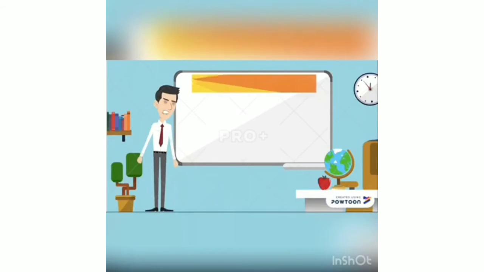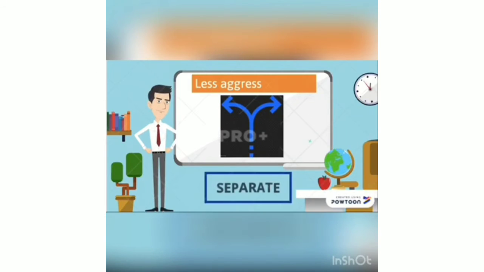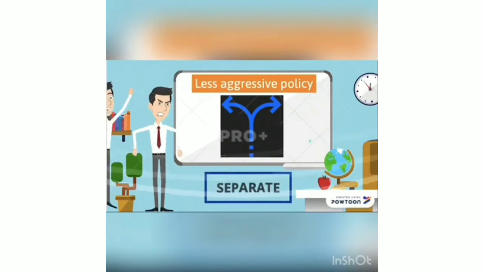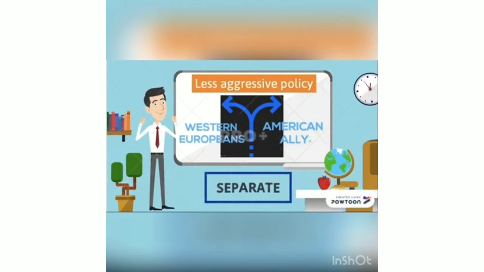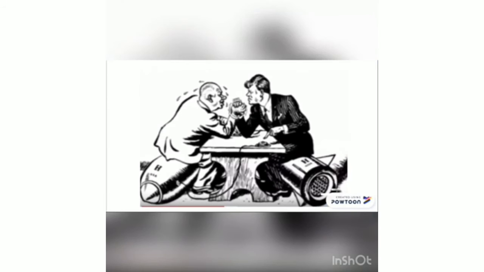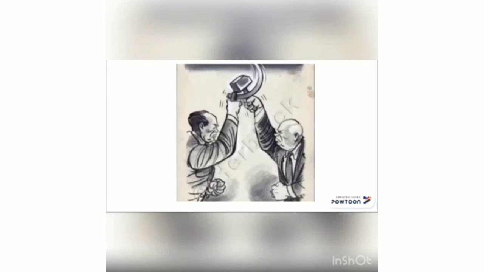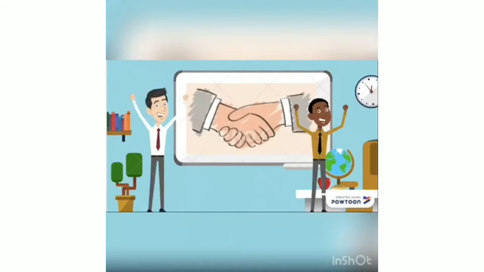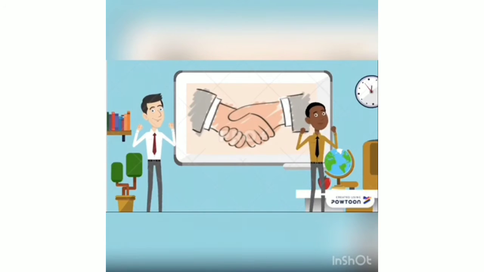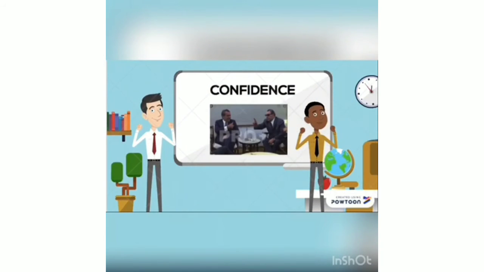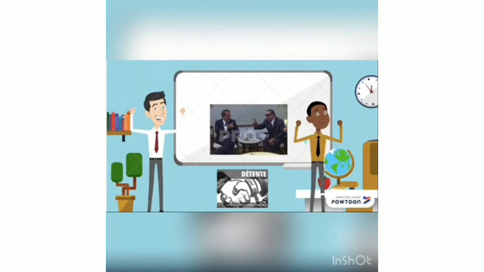Okay, the Soviets hoped that thanks to this process there would be a greater possibility of trade with Western Europe. And also, Soviet thinkers considered that a less aggressive policy could potentially separate Western Europeans from their American ally. And finally, the Soviet Union was also ready to promote confidence measures since the tension with the United States had decreased.